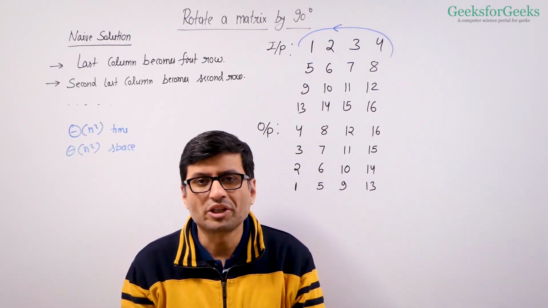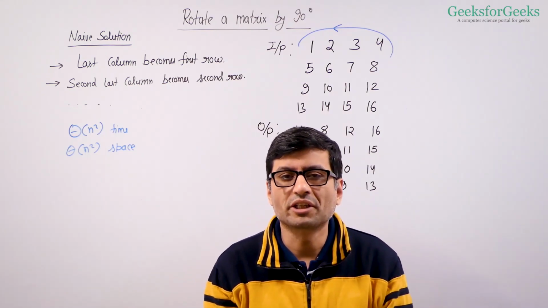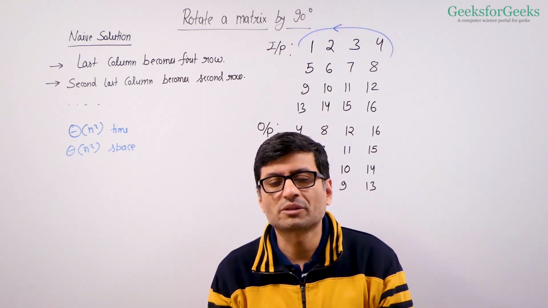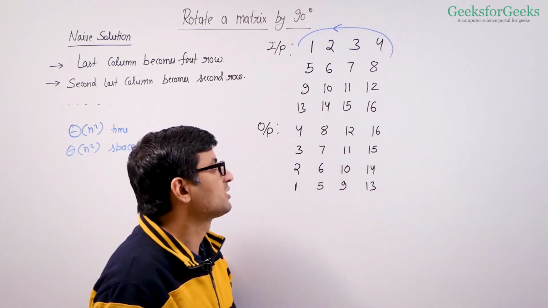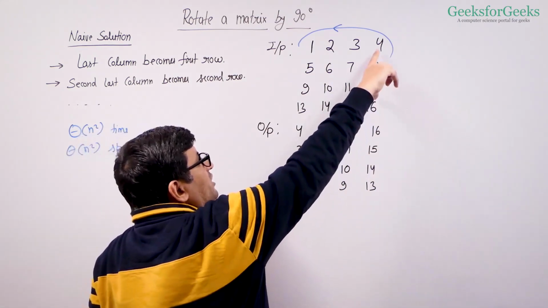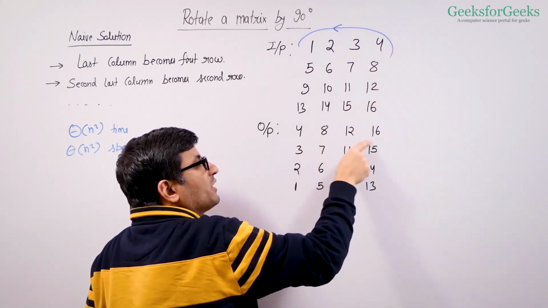Let us first talk about the naive solution. Time complexity required by this naive solution is theta n square and auxiliary space required is theta n square. The idea of this solution is based on this fact. This last column becomes the first row. 4, 8, 12, 16, they become the first row.